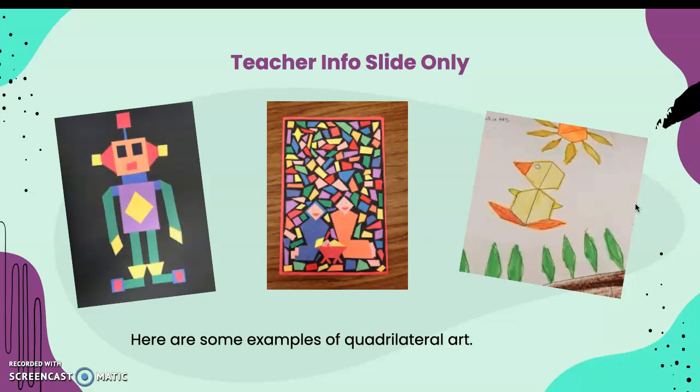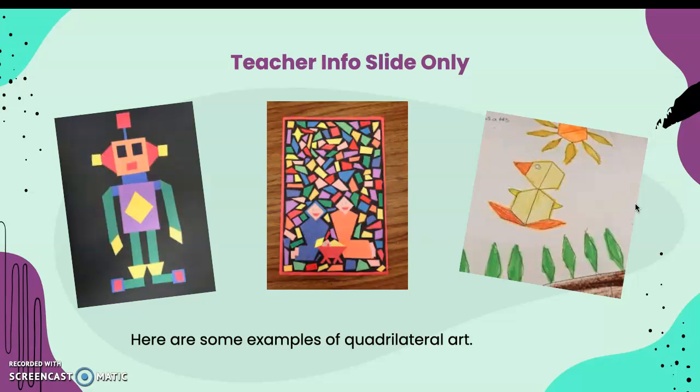Here are some examples of what art looks like using quadrilaterals. Some of these use other geometric shapes as well. We won't be adding those in. Like in this one, you can see a triangle.